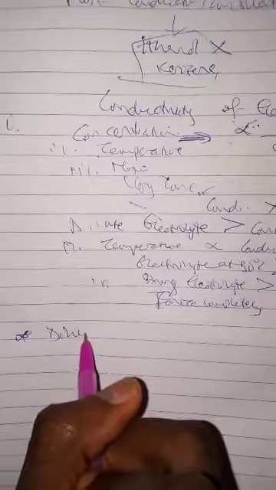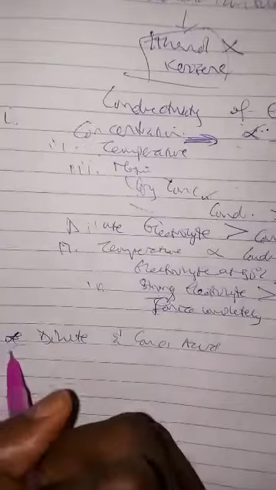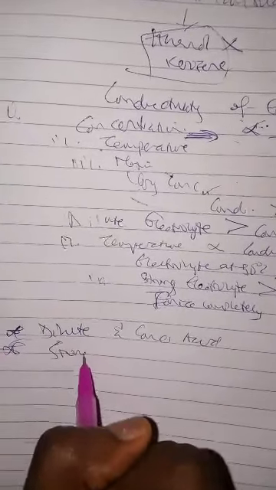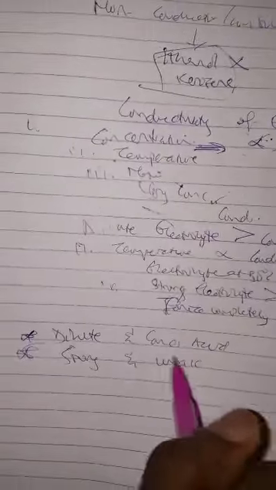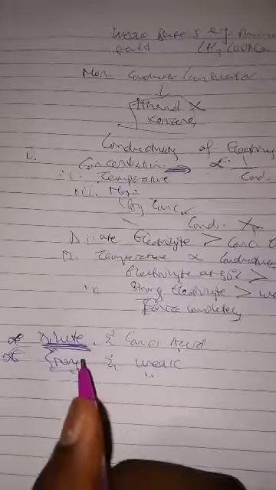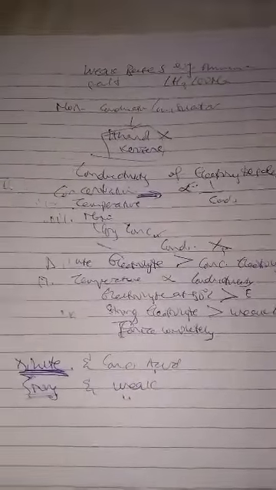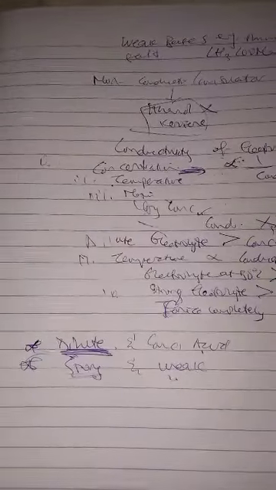So which one will conduct most between dilute acid and concentrated acid? Dilute. Which one will conduct most between strong acid and weak acid? Strong. So take note of that. Strong acid conducts more than weak acid because it is ionized completely, but dilute conducts more than concentrated because it has a higher water content than concentrated H2SO4. Let's move on now.